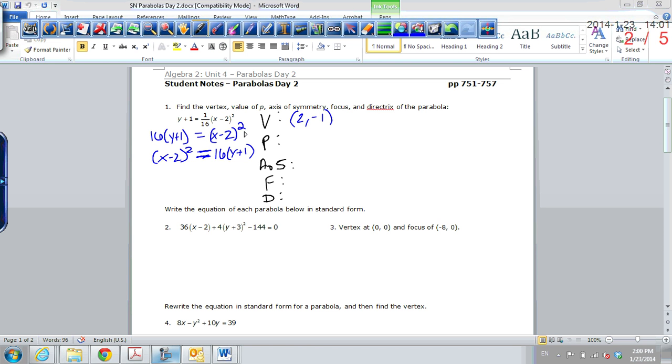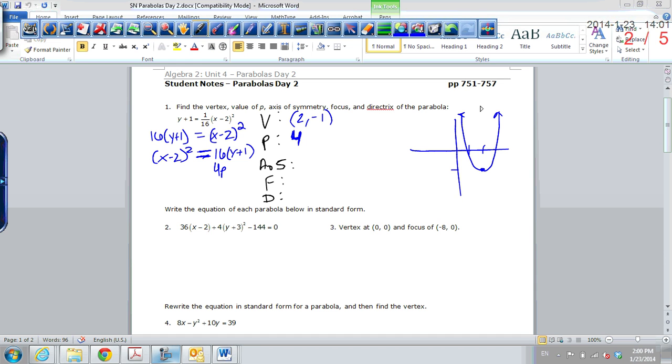The next thing is you have 4p. Well, if you have 16, you just play a little game of 4 times what makes 16. So in this case, your p is 4. That's a 4 right there. Cool. Now let's talk about the fact that this is a vertical graph. So it kind of looks like this. We got 2 comma negative 1. That's my vertex. So since it's up, because it's a positive 16, if it was a negative 16, it would be downward. So anyway, it's up like a cup. Value of p is 4.